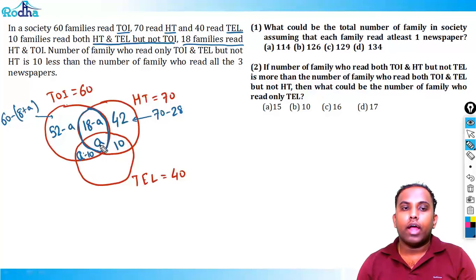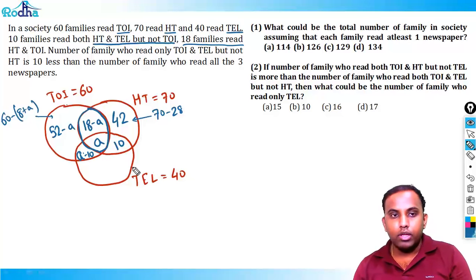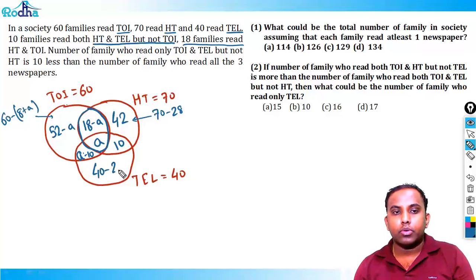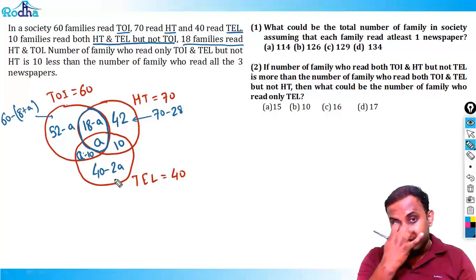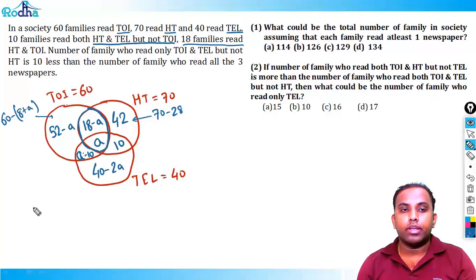And here also, if you add it up, 10 minus 10, 0, and A plus A is 2A. So this part becomes 40 minus 2a. Okay, so we have done this right. Basically, how is the score 40 minus 2a? 60 minus a minus 10 plus a plus 10.